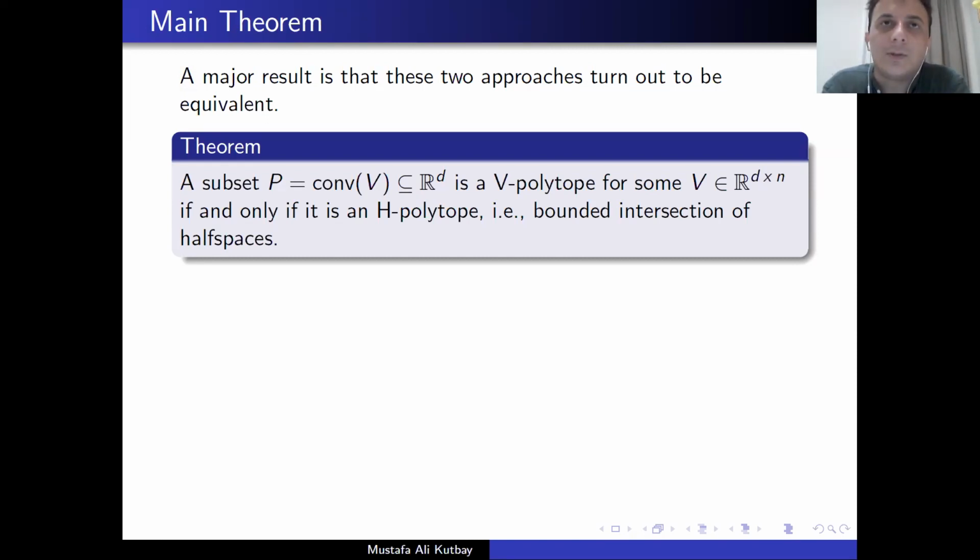I mean, if you create a polytope via the H-polyhedron definition, then you can also construct it using the V-polytope construction. So you can find a set with finitely many points such that its convex hull gives us the polytope.